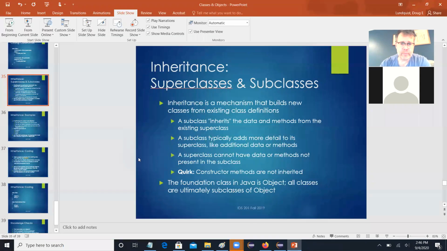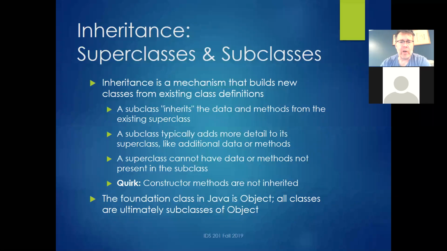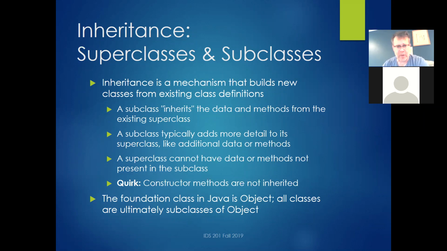Anyway, so a subclass inherits data and methods from the existing superclass. A subclass typically adds more data or methods, and a superclass cannot have data or methods not present in the subclass, with the exception of private ones. We'll talk about that when we get to visibility, but for now, trying to keep it simple. Another quirk, constructor methods aren't inherited. So that's what I was wrestling with there for a second: you don't inherit the constructor methods, and sometimes there's issues with that.